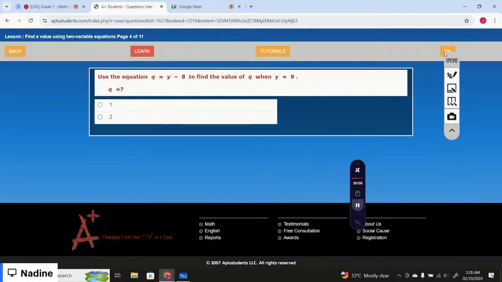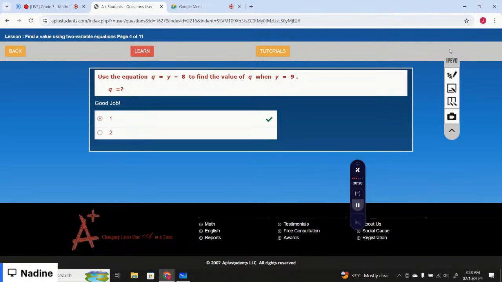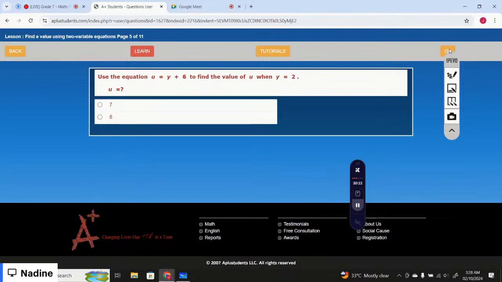Replace the y with the value, 9 minus 8 is 1. That means when y equals 9, q equals 1. The correct option is option number 1. Got it? Use the equation u equals y plus 6. Find the value of u when y equals 2. So which is the correct option?